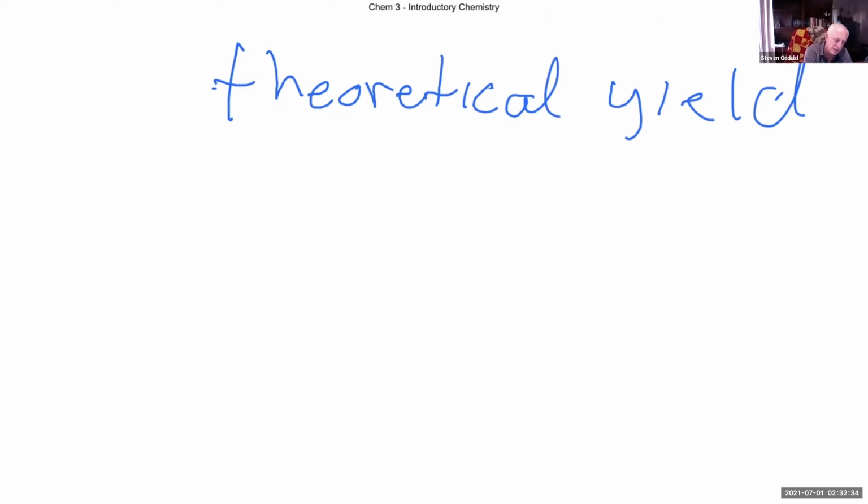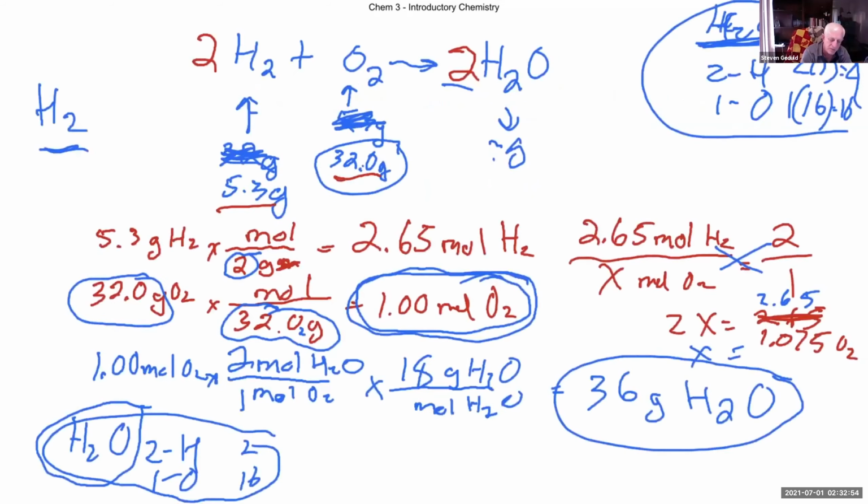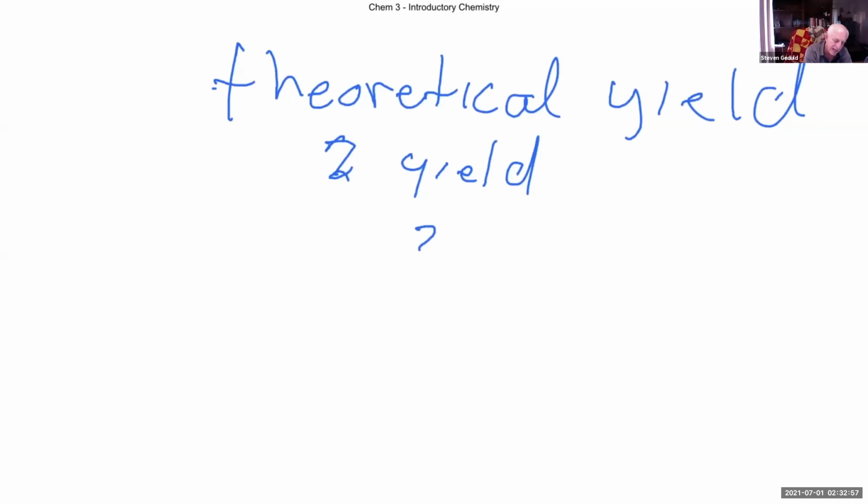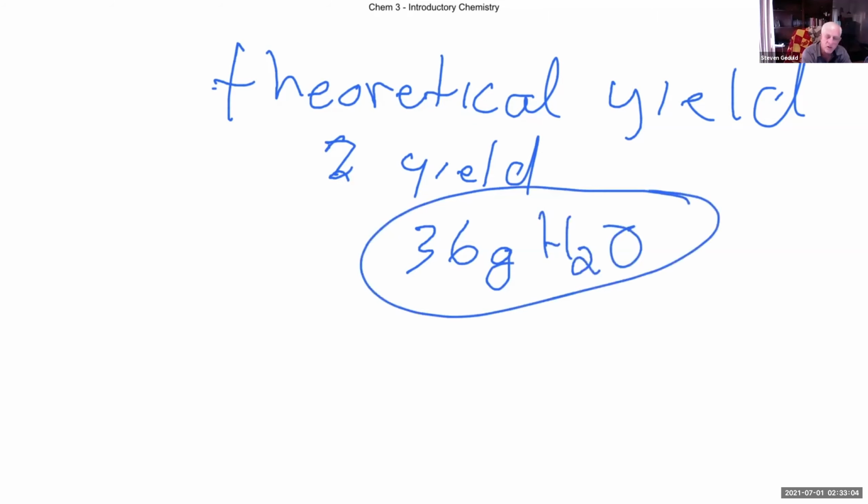So we have what's called a percent yield. And that tells us what yield we actually got. So if we did all this reaction, let's take one of our examples here. Let's take our water. And we said we would get 36 grams of water. From the last example we did, we said theoretically we would get 36 grams of water. That's our calculated value, right? Theoretical just means your calculated value.